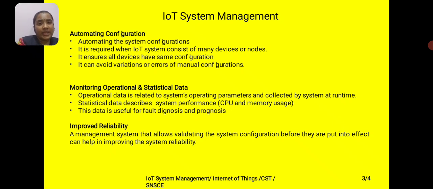The third heading is improved reliability. A management system that allows validating the system configuration before it is put into effect can help in improving the system reliability. What they are saying is that then and there we must validate the system and configure it, so that it is used to improve the system's reliability.